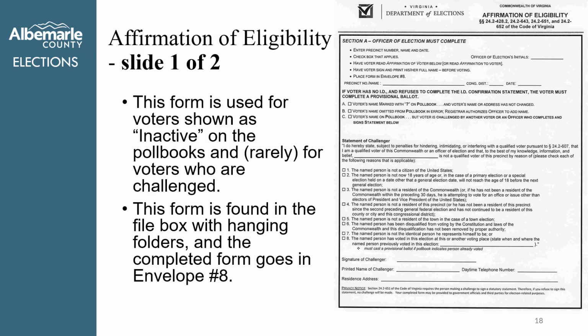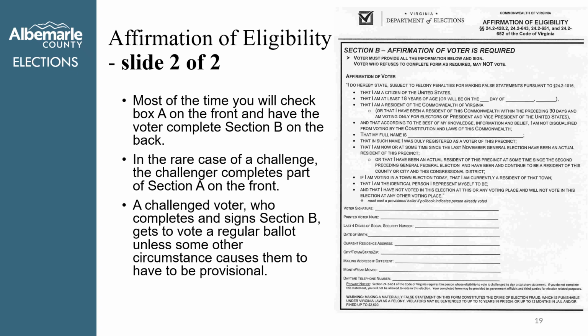There are instructions on the form of how to use it. When completing the affirmation of eligibility form, most of the time you're using it for the voter shown as inactive case, and you'll check box A on the front and have the voter complete section B on the back. In the rare case of a challenge, the challenger completes part of section A on the front. A challenged voter who completes and signs section B gets to vote a regular ballot unless some other circumstance causes them to have to be provisional. So just being challenged doesn't mean you have to vote provisionally.